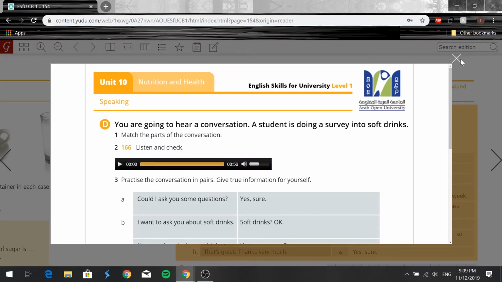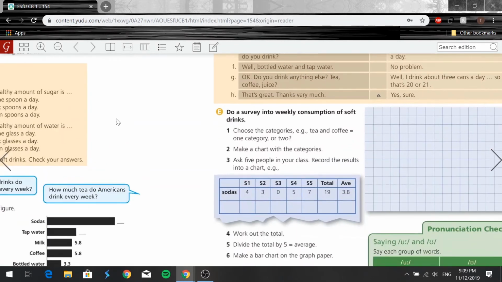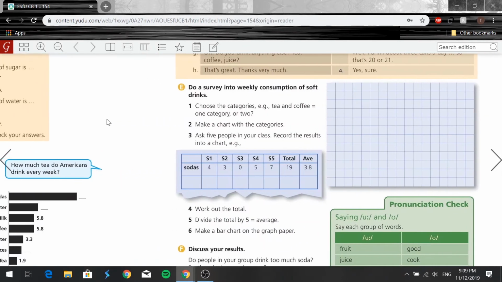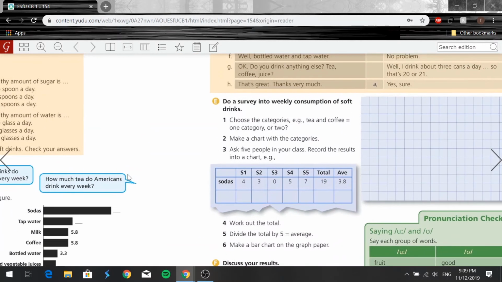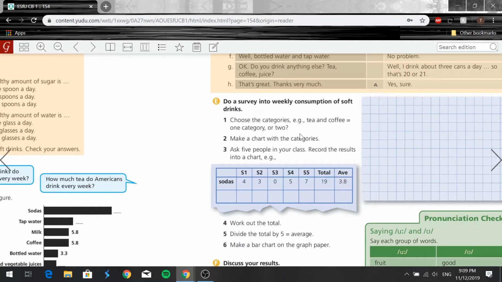Okay, now let's move on. Okay, here we have exercise E. Do a survey into weekly consumption of soft drinks. So choose your categories, because you guys are going to be doing your own survey now. We're going to be using a bar chart. Okay, remember a bar chart? So we're going to choose the categories. So for example, let's say tea, coffee, and add a few more.